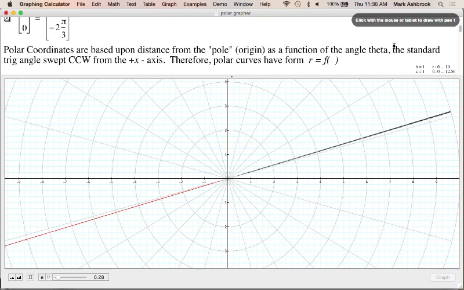Okay, so the pole is what we call the origin. So it's kind of like you're looking down on the Earth. Think of this like the North Pole, okay? It's the center, right? And so these are all the latitude lines, and then these will be the longitude lines. So the pole is the center, okay? And then the distance from the pole as a function of the angle theta. So distance from the pole is called r.